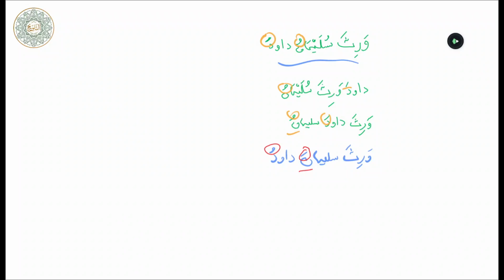But the moment we switch the endings around, and instead of saying وَرِثَ سُلَيْمَانُ دَاوُودَ, we kept the exact same format, but the ending is what was switched. And we said وَرِثَ سُلَيْمَانَ دَاوُودُ, now the meaning flips. The meaning flips into Dawood inherited Sulaiman.